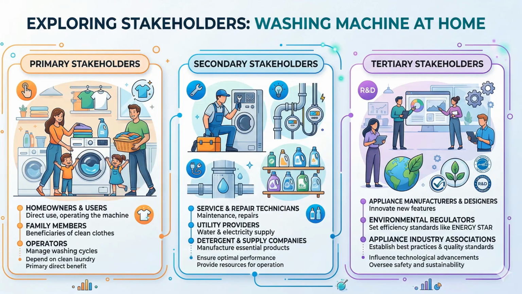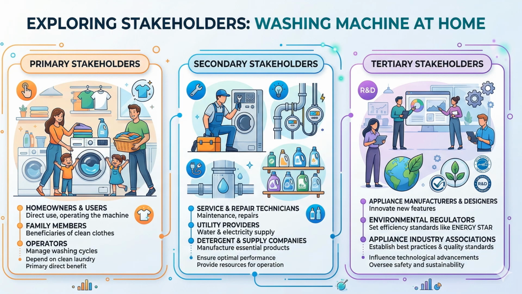So whenever we are trying to explore the stakeholders, we look at them firstly as primary, secondary, or tertiary stakeholders. Let's take another example of a washing machine at home. The primary stakeholders in this particular context are homeowners, who are the users of that product.